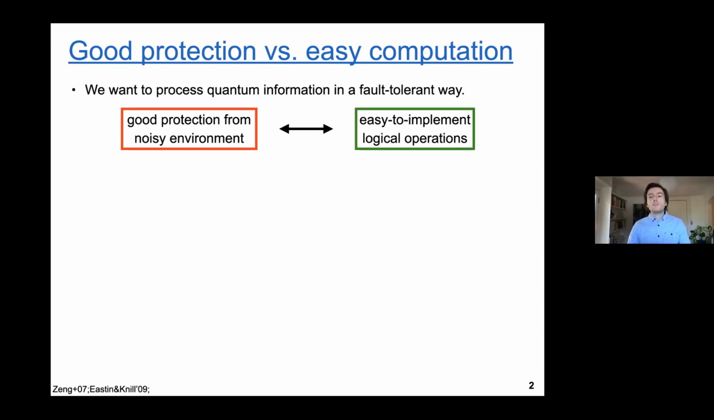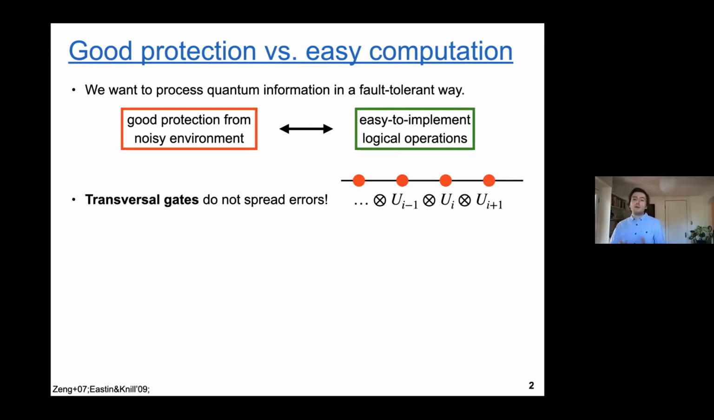Namely, if we can protect logical information from the environment, usually it means that logical operations are not so easy to implement. So what are the easy to implement logical operations? The easiest way to implement a logical operation would be to implement a unitary, which is a tensor product of single qubit unitaries. And those unitaries, which I will refer to as transversal gates, they do not spread errors. So if there is something bad happening in the system, if one qubit is affected by noise, say, but then if we apply a transversal gate, this error does not propagate to other qubits.